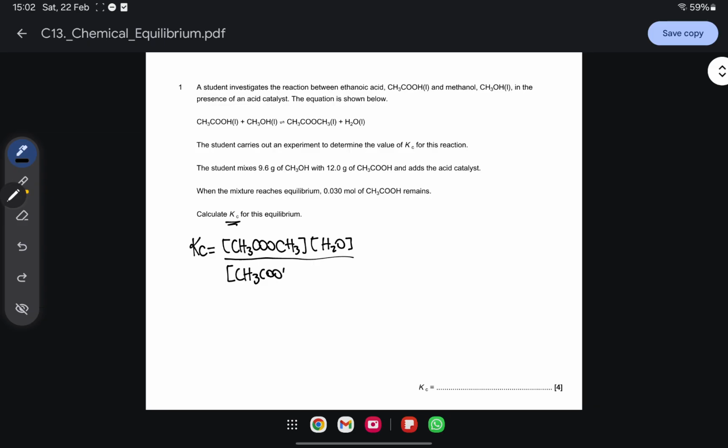Now it's a must that you remember that the square bracket is a concentration. Just keep repeating that in your mind, because it's so easy to forget that. Let's set up the RICE table now.